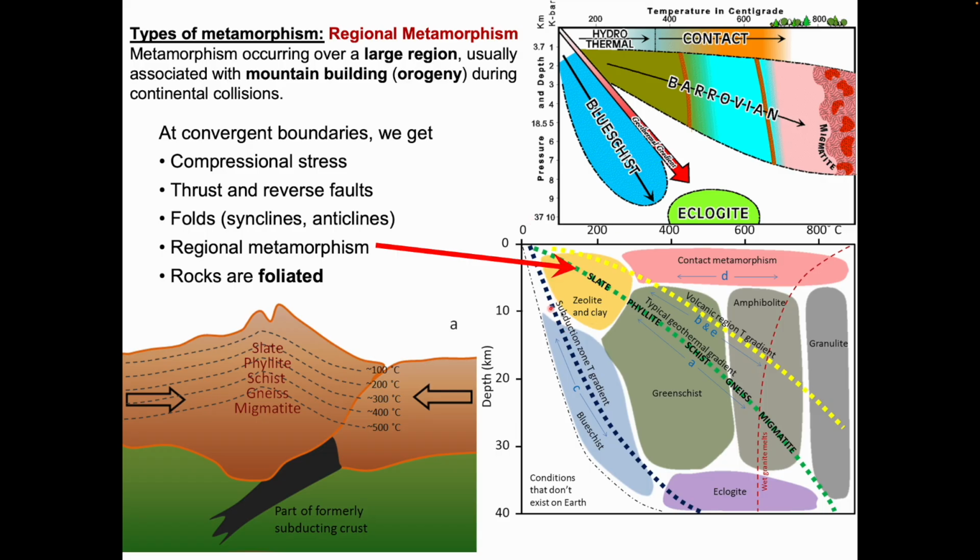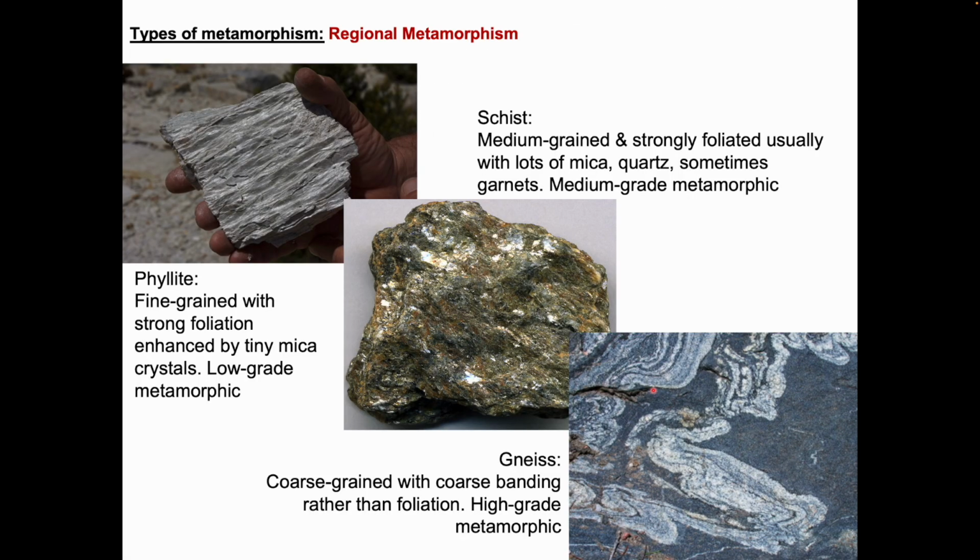Low-grade metamorphism includes zeolites and clays. Intermediate grade metamorphism will form rocks called schists, phyllites, and green schist. Higher grade we have gneiss, and with extreme burial pressures and temperatures, we start to get partial melting, partial recrystallization of the rocks, forming something called a migmatite. These are some of those common rocks you see in continental collision environments.